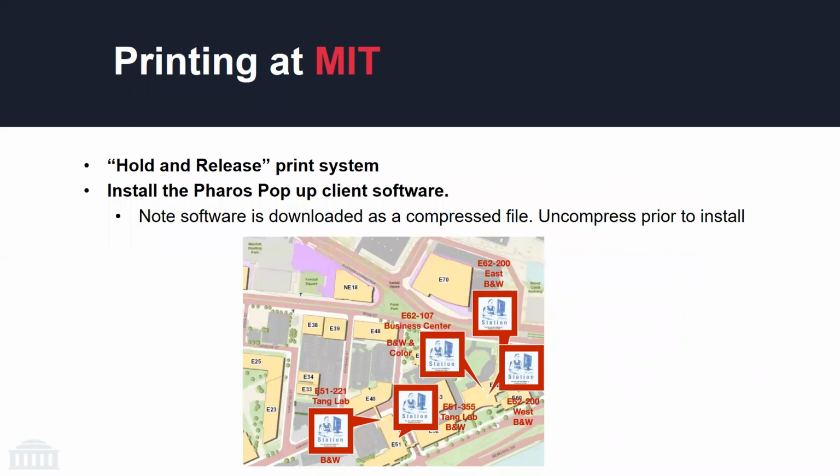There are a number of Pharos stations placed strategically in and around the Sloan classroom buildings, trying to keep them as near to the students as possible. I won't go into the exact details of where they are; you'll find them when you get here. More importantly, the hold and release system works like this: after you install the software and try to print something, you have to bring your MIT ID card and swipe it at the printer, select your jobs, and then they'll be released. That's the idea behind that.